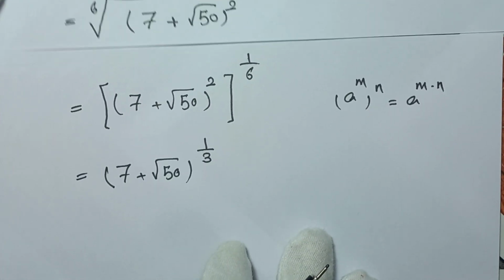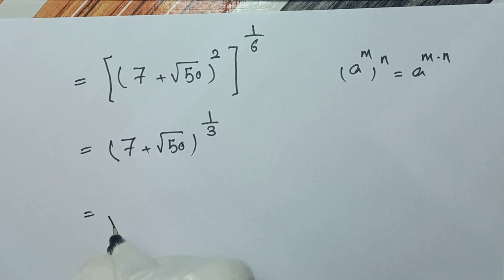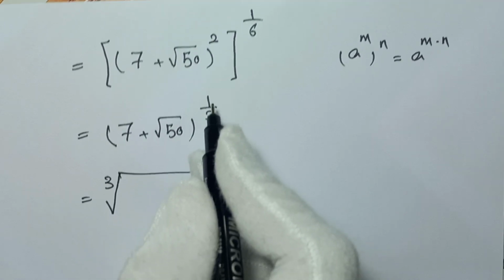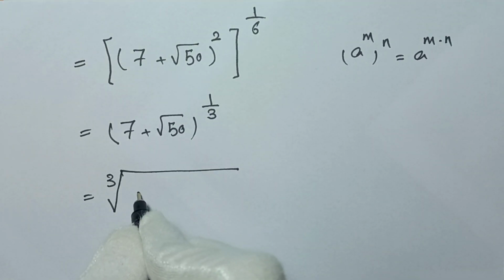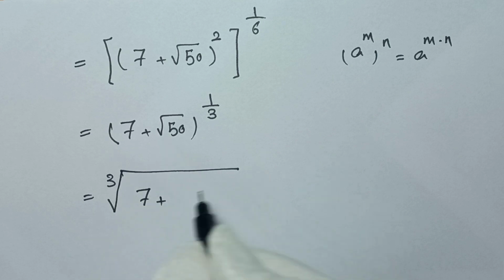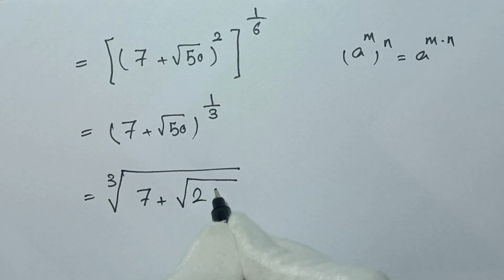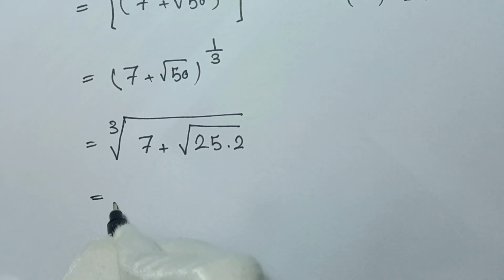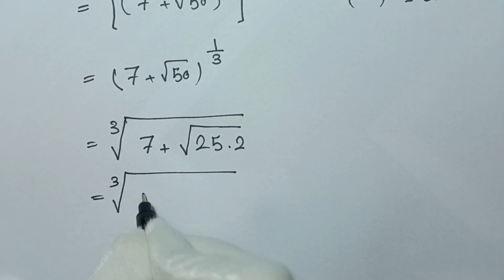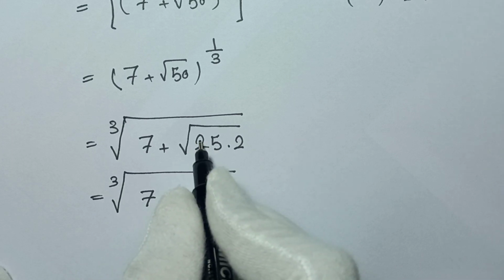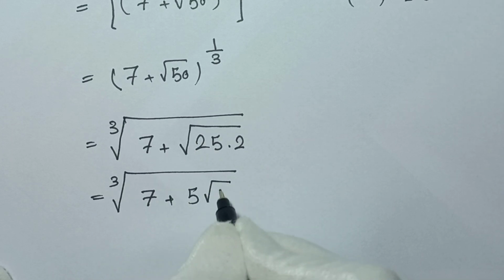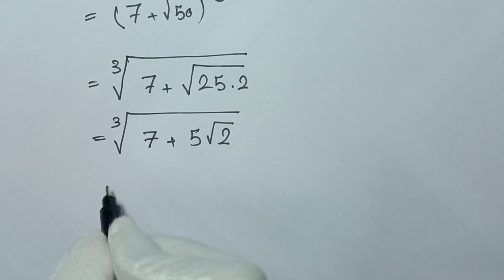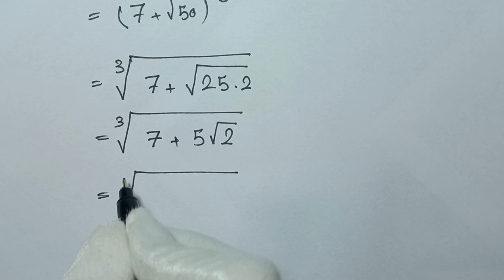And this is equal to the cube root of, we can write this power of 1 over 3 as cube root of 7 plus square root of 50, and we can write square root of 50 as square root of 25 times 2, right? And it will be cube root of 7 plus square root of 25 is 5, so 5 square root of 2.